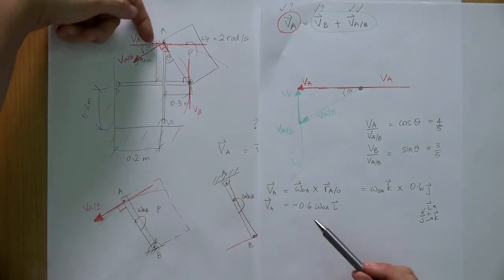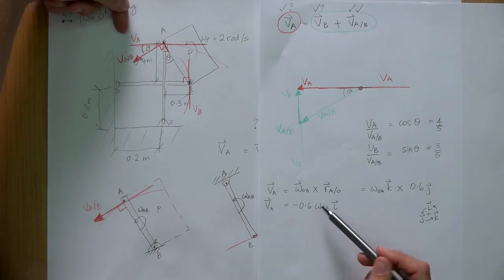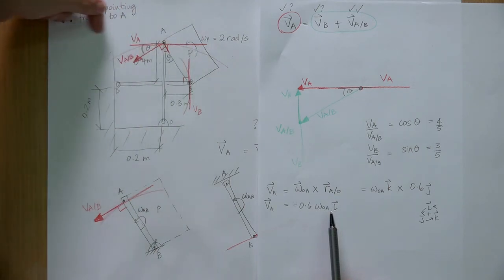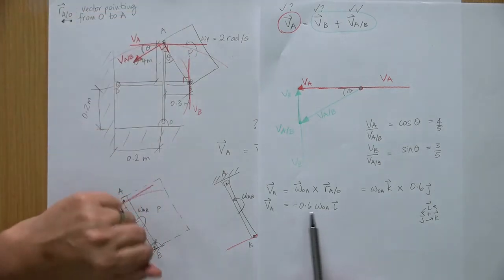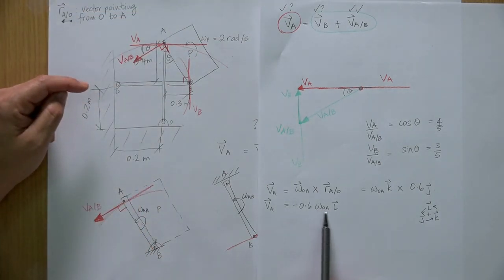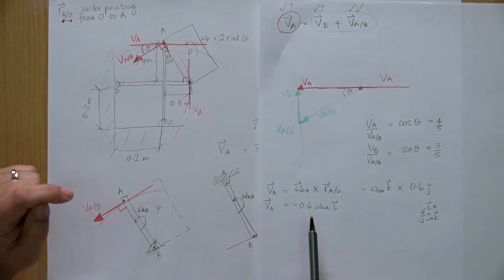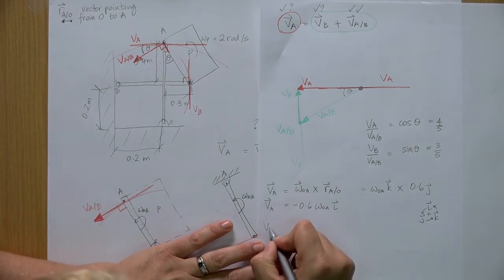Notice that this is exactly the same. This is an algebraic expression of this equation. It says VA is moving in the I direction. We don't know until we know the sign of omega OA, whether it's moving in the positive I or the negative I direction. We do the same thing for VB.